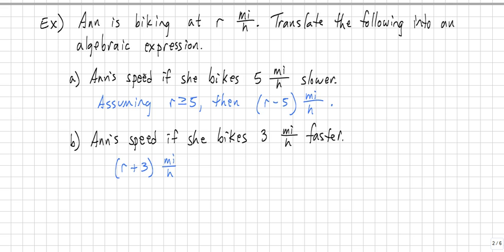Well, what if she goes 3 miles an hour faster than what she currently is? So this is what she's currently going. She's going 3 miles an hour faster than that. So you add it to r, and that's how many miles an hour she's traveling on her bike after she increases by 3 miles an hour.